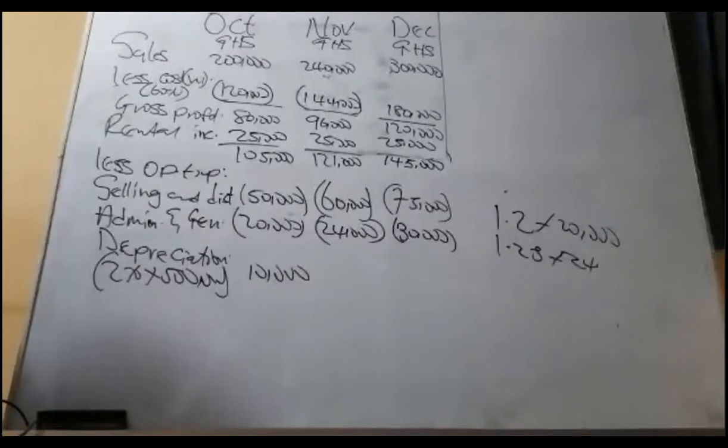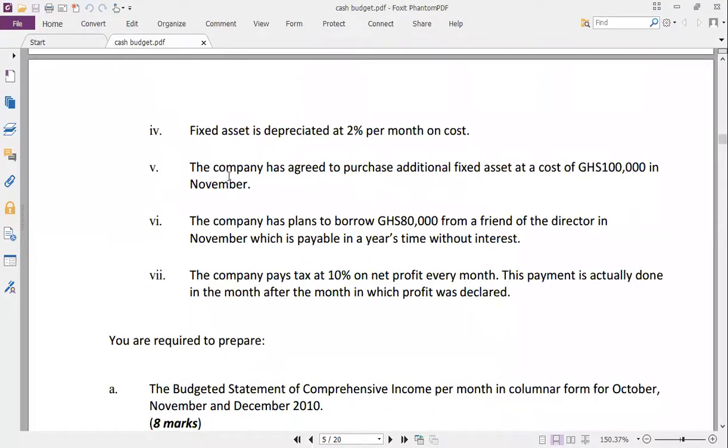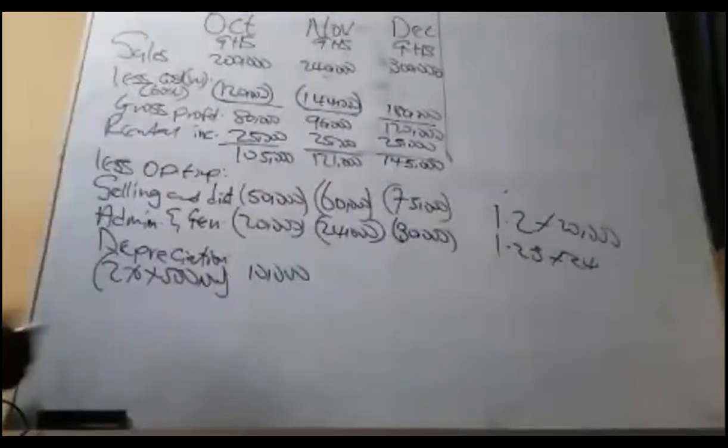Great. Now when I go to November, for November, they bought additional assets. Let's look at the value of the additional assets, bought 100,000. So therefore, one of the notes, that's note 5. So 100,000 November. So therefore, the total asset will be what? 600,000. So the depreciation over here will be 12,000.